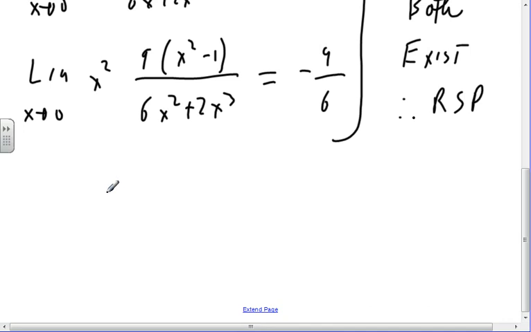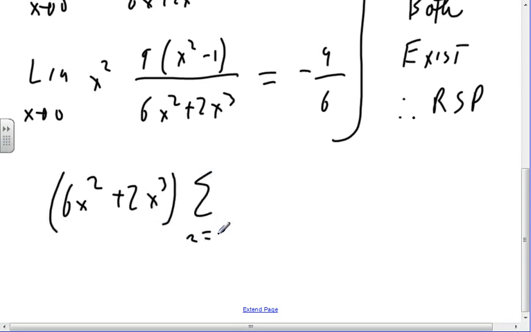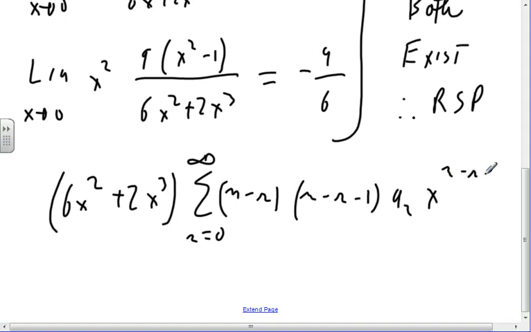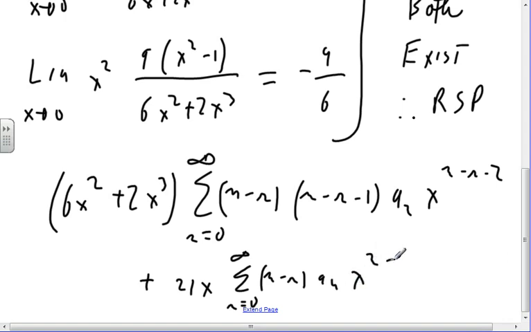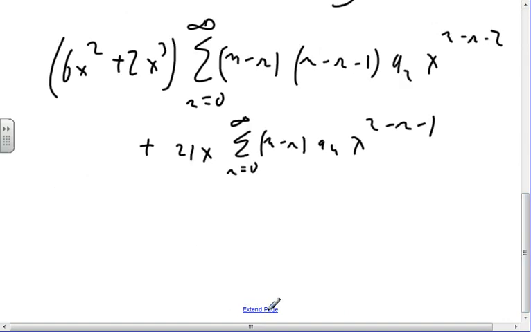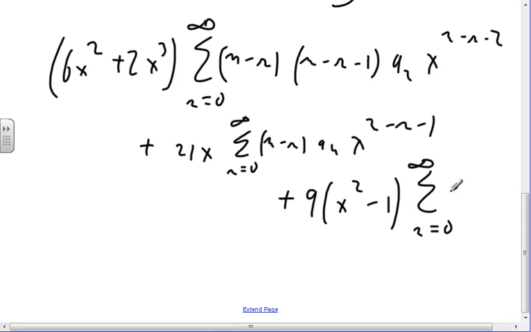So I've got (6x squared plus 2x cubed) summation n equals 0 to infinity (n minus r)(n minus r minus 1) a_n x to the n minus r minus 2, plus 21x summation n equals 0 to infinity (n minus r) a_n x to the n minus r minus 1, plus (9x squared minus 1) summation n equals 0 to infinity a_n x to the n minus r equals 0.